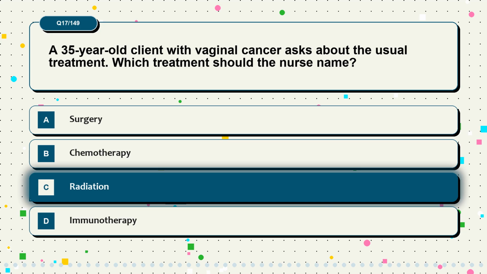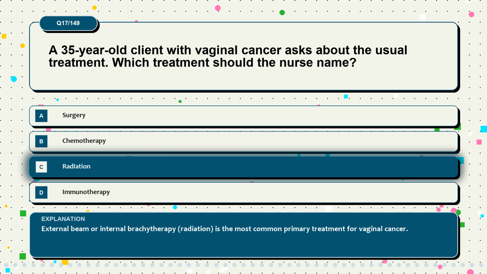The correct answer is option C, radiation. External beam or internal brachytherapy radiation is the most common primary treatment for vaginal cancer.